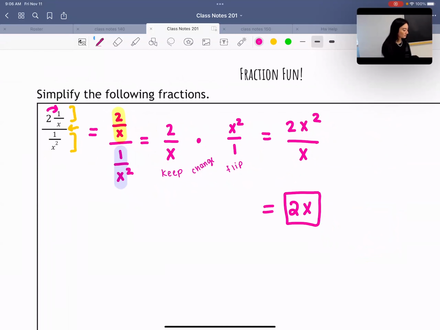All right, why don't you try the last three? To make that a little bit easier, I want you to work in groups of maybe 2, 3, or 4.